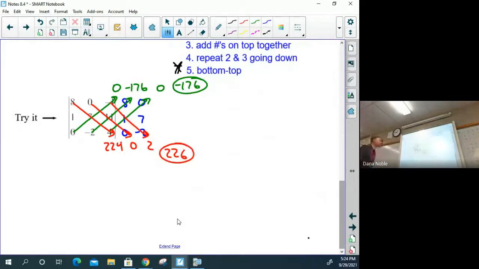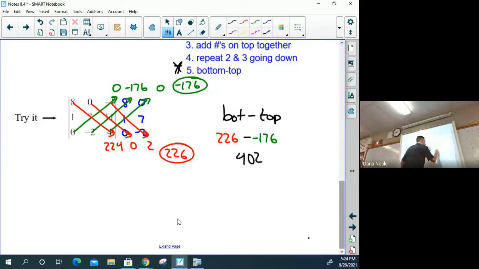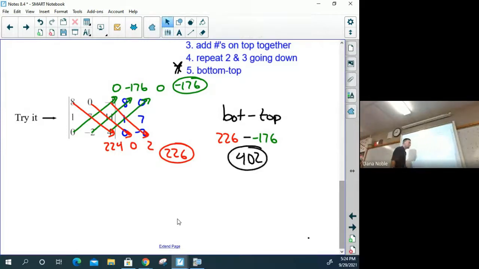Okay, I've done the work appropriately. Now we will do the last piece, the bottom minus the top. 226 minus negative 176. Notice it's going to turn positive in this case, and we're going to end up with a value of 402. So that was the diagonal method.